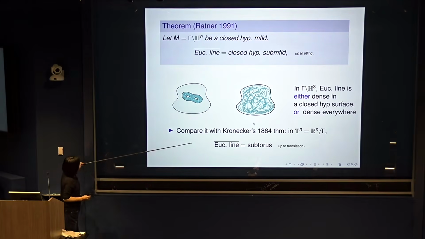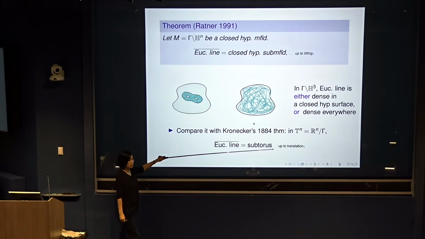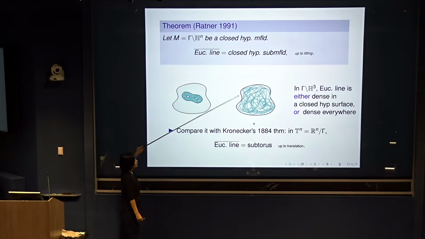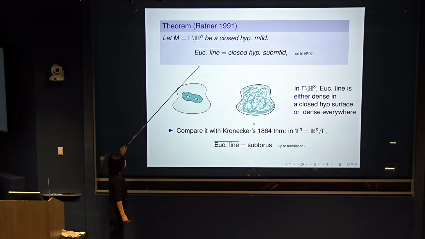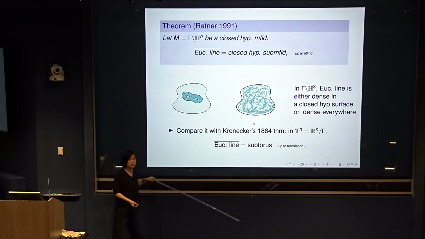I want to emphasize the surprising analogy of this theorem with the Kronecker theorem. The Kronecker theorem says that the closure of the Euclidean line is always a subtorus, modulo translation. And in hyperbolic space, Ratner's theorem says the closure of a Euclidean line is another subworld of the hyperbolic world, but up to tilting.